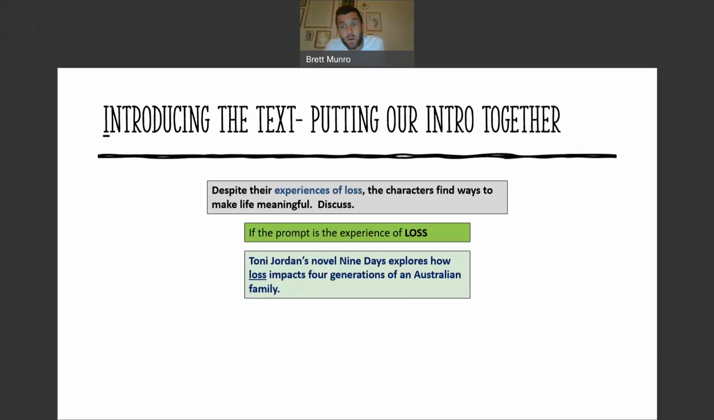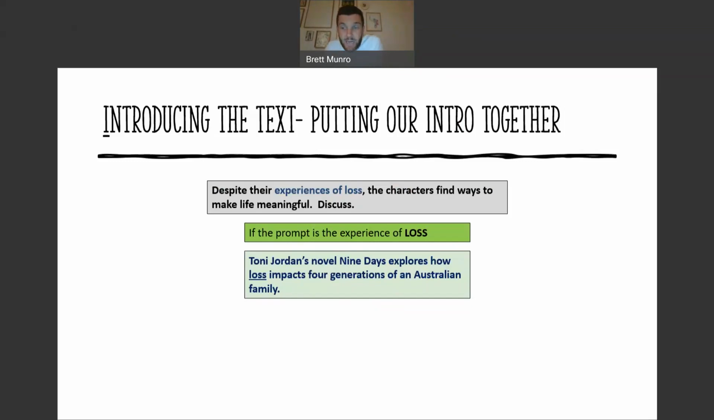So we just want to choose one of those that's going to be the thing that we are connecting in with the author's name, the text type, and the title. So we've said Tony Jordan's novel 9 Days explores how loss impacts 4 generations of an Australian family. We're just providing an opening sentence that explains the text and draws a connection with the prompt so that we can actually launch into a proper discussion of what the prompt is asking us.